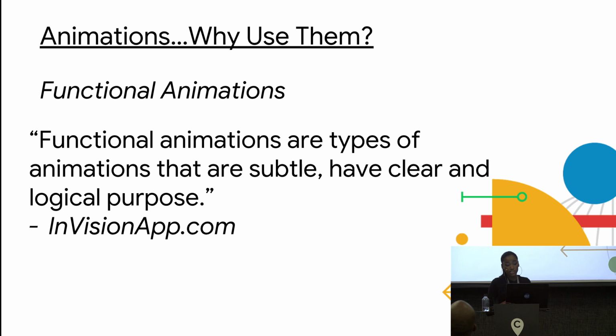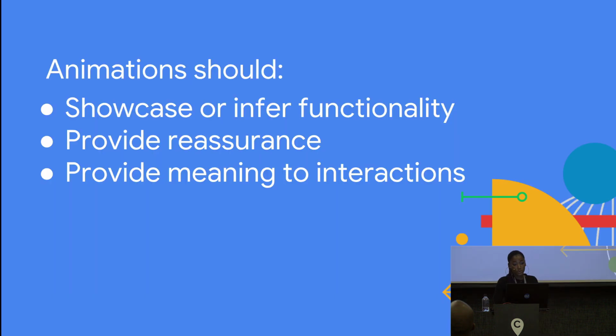Functional animations help establish a better understanding of spatial relationships. Spatial relationships are how UI elements are related to each other on the UI. So, animation should showcase or infer functionality, provide reassurance. You are at ease when you do something on your application and the animation implying the expected result happens. And they should provide meaning to interactions.